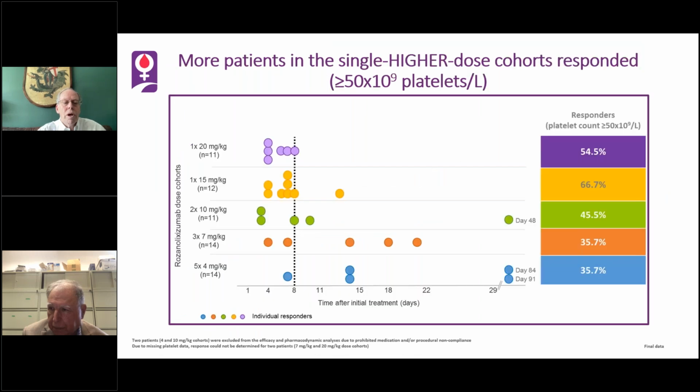And the responses, as you can see here from the dots, are early, and even at lower doses, the responses are either at 4 days or within a week. So that's a good thing, in that I might have expected it would take 2 or 3 weeks to see a response.